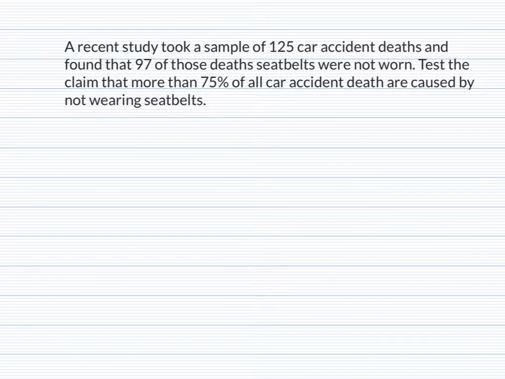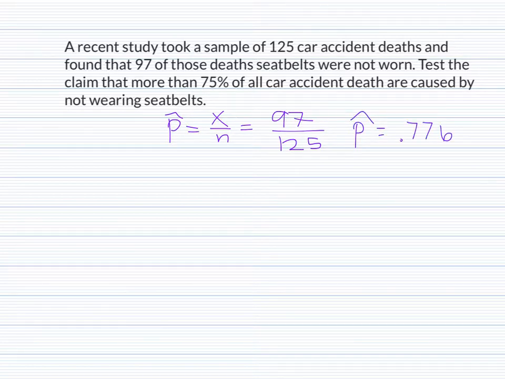we do need to find our sample proportion. So our p hat is going to be x over n, which will be the 97 out of the 125. So that means our p hat is going to be equal to 0.776. So we have our sample here. We're going to use that for a couple things, so we need that.